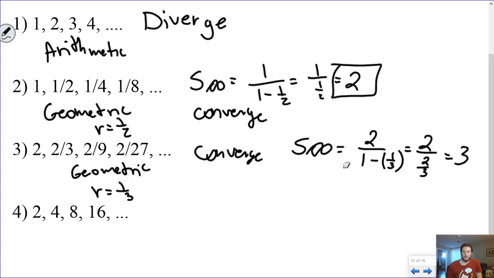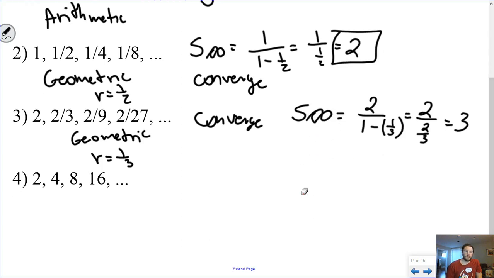Okay. All right, one more. So question 4 here: 2, 4, 8, 16. Again, it's geometric, where my r value is 2. It doesn't meet both criteria, right? So this thing is going to diverge.